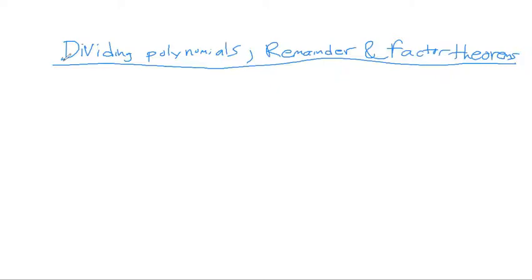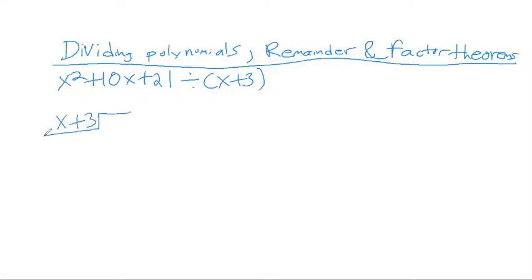So, for our first example, dividing polynomials, we're going to take x squared plus 10x plus 21 and divide it by x plus 3. So let's set it up. X plus 3 is my divisor. And this is what I'm going to divide x plus 3 into. My dividend.